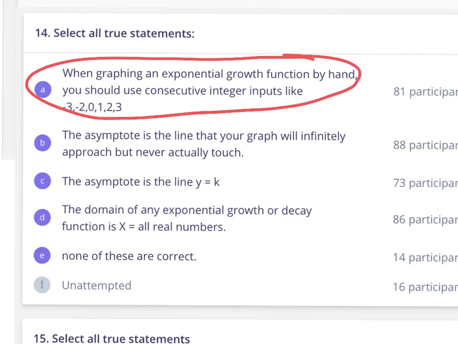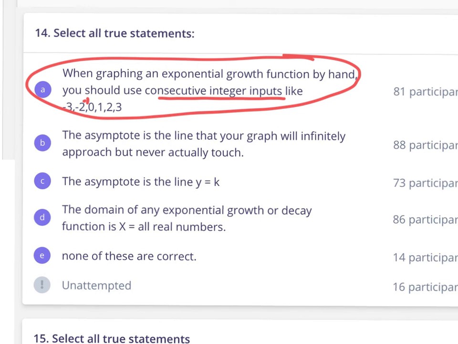-3, -2, negative. Oh, wait a minute. Technically, I have a missing -1 right there. That was my bad. But hopefully you understood the concept here that you should use consecutive integer inputs. So I forgot to put the -1. I apologize. I'll fix that on the actual test coming up. How about the next one?